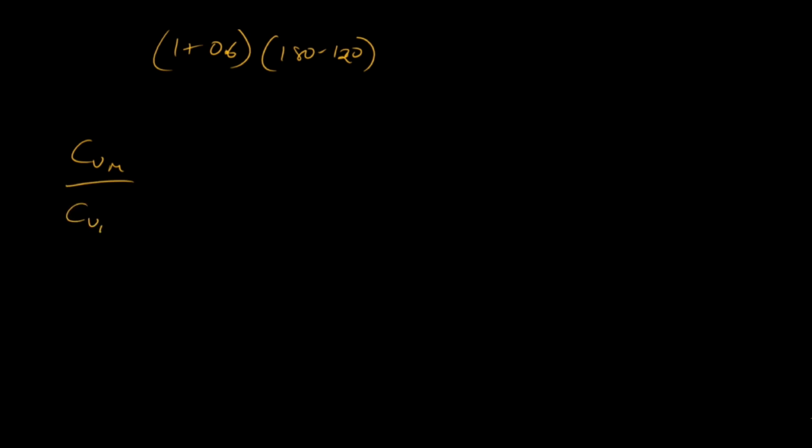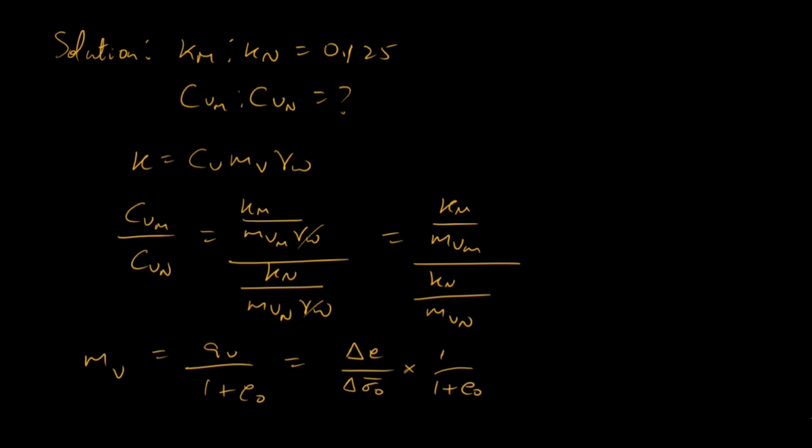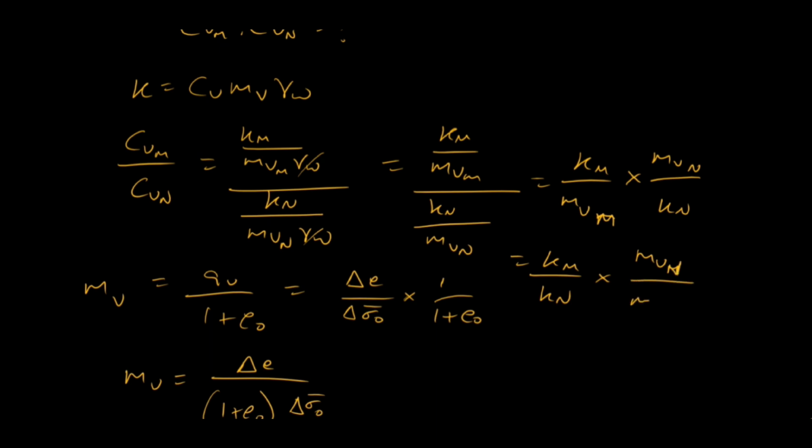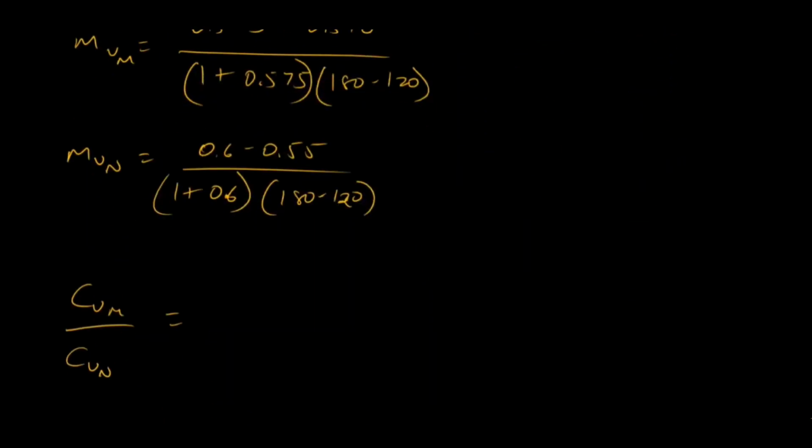So CVM divided by CV of n will be equal to, if you see here, you can directly take it as Km by MV of m into MV of n divided by Kn, which gives Km by Kn into MV of n divided by MV of m.